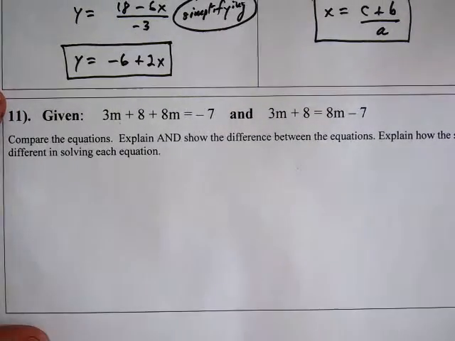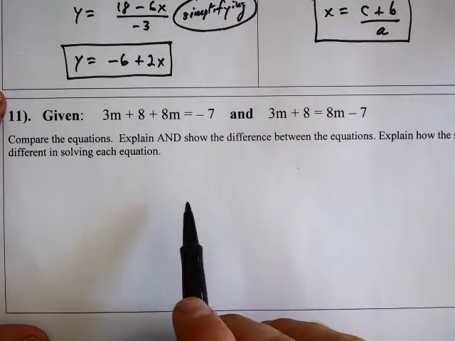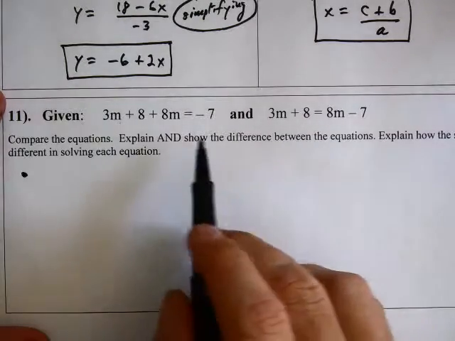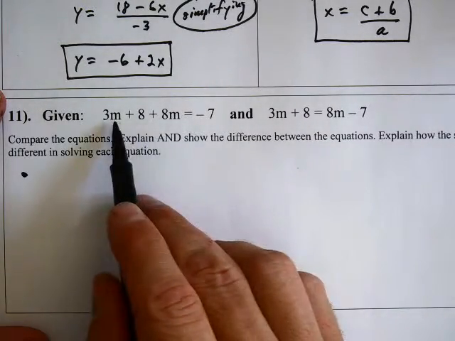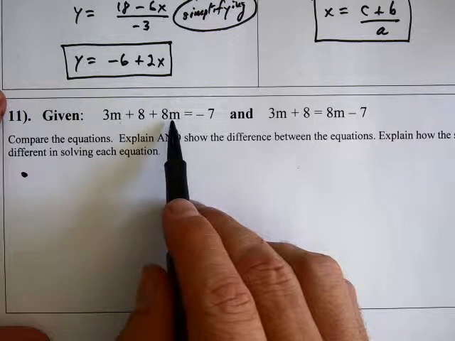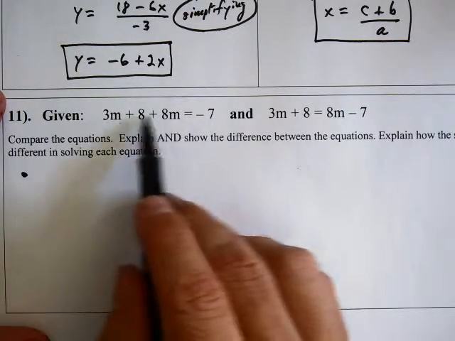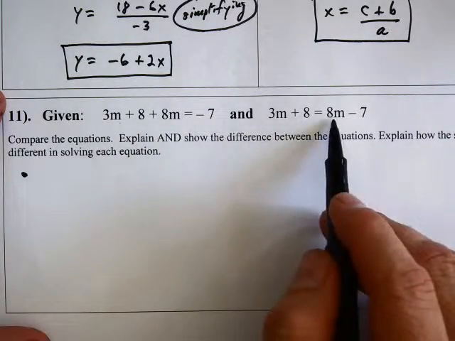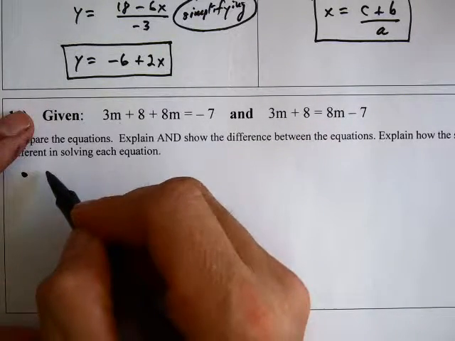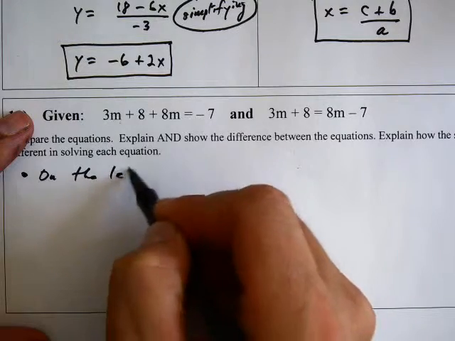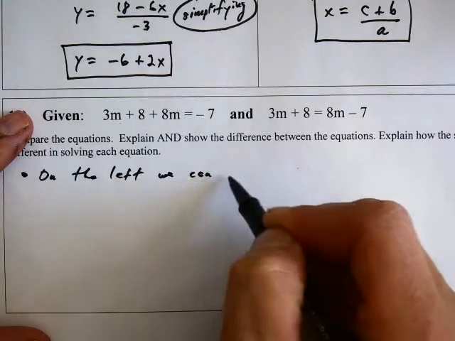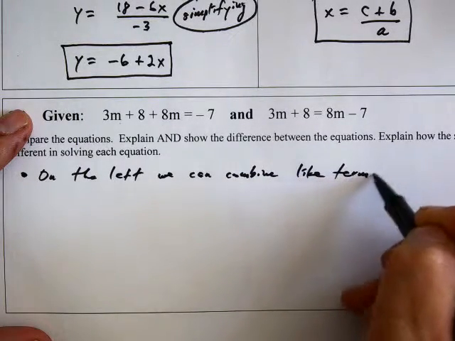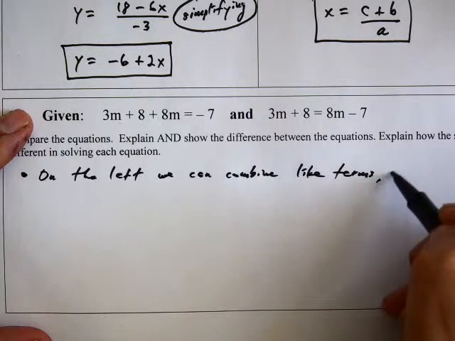All right, compare the equations, explain, show the difference between the two. Well, that's kind of tricky. I don't know exactly what your teachers would be going for here. I can say over here that, see how the 3m and the 8m are on the same side? So what we would do here is combine like terms, but over here we wouldn't do that with those. So on the left we can combine like terms, not the right.